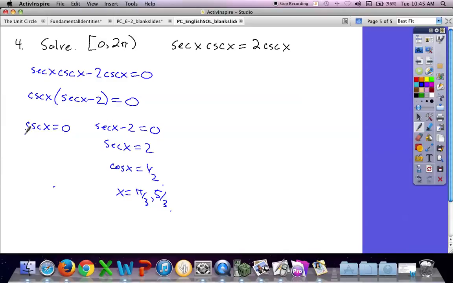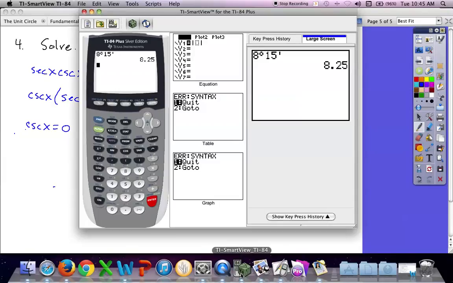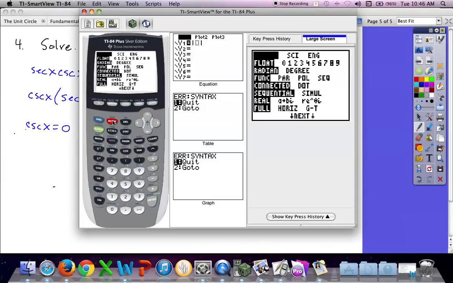Okay, what about this part here? Cosecant of x equals 0. Actually, cosecant of x can never equal 0. Remember, cosecant is 1 over the sine. So if I go to the calculator and graph this and look at the graph, I've got to be in the right mode. I am in the right mode.